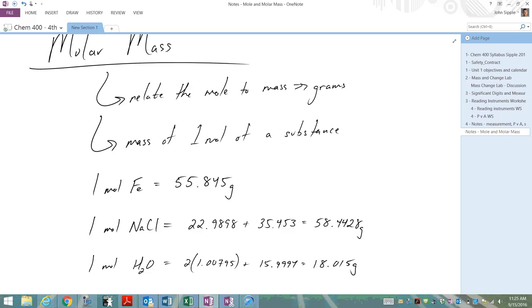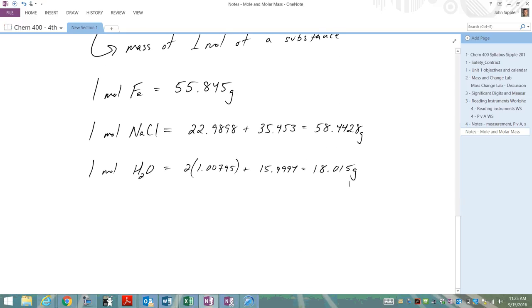I'm going to do one more example here for you, and then we'll start to figure them out on our own a little bit. So how about if we had one mole of magnesium hydroxide. That's the formula for magnesium hydroxide, Mg(OH)2.